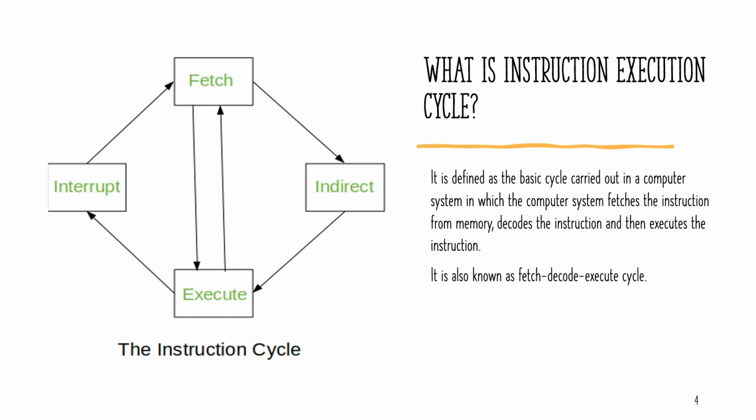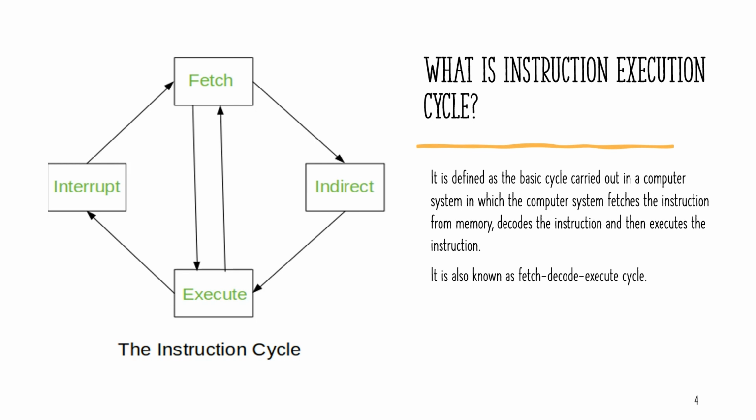What is instruction execution cycle? It is the basic cycle of our computer system. In this cycle, the computer system fetches the instruction from memory, decodes the instruction, and then executes the instruction. It is also known as the fetch, decode, execute cycle.